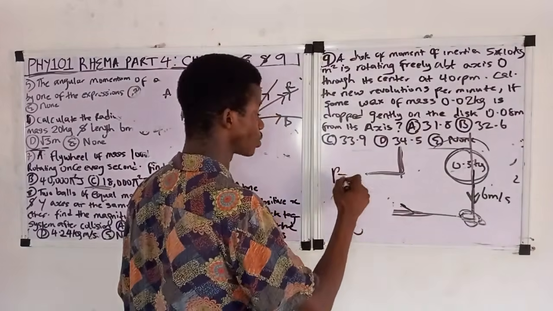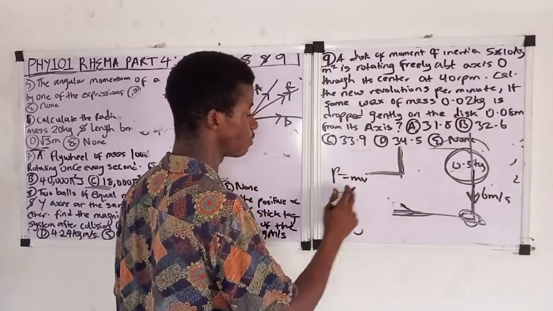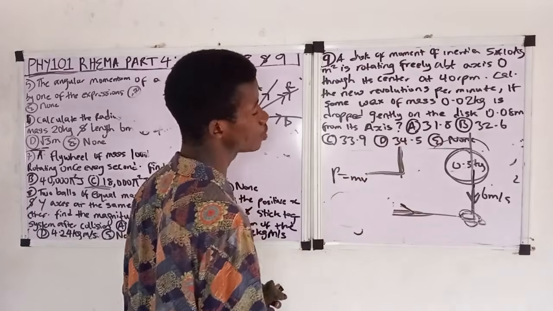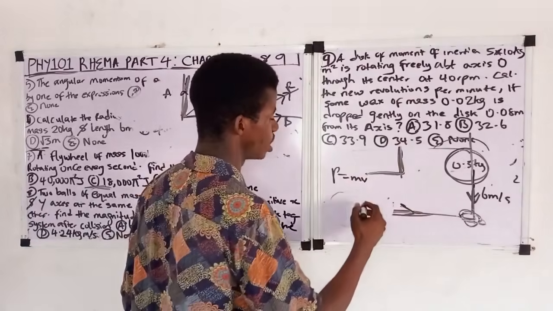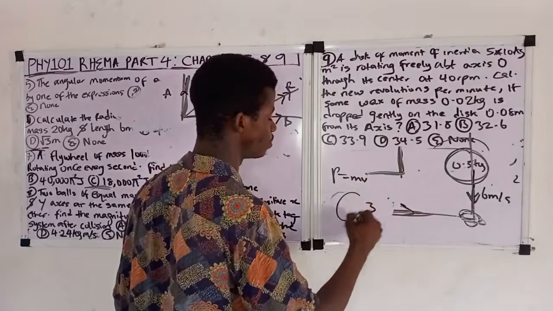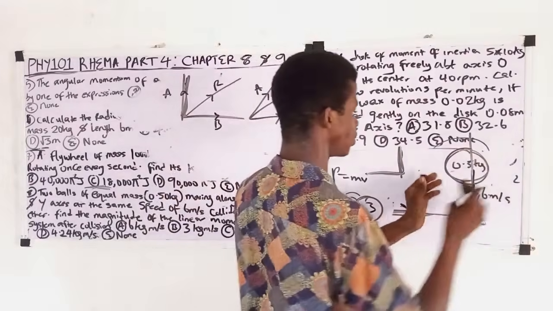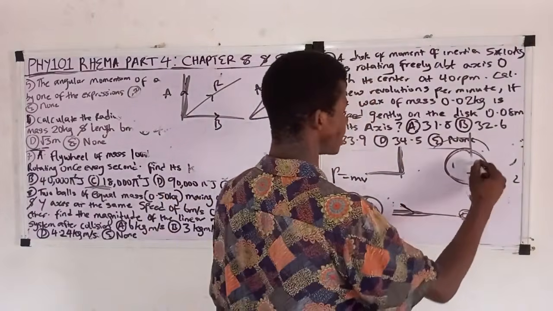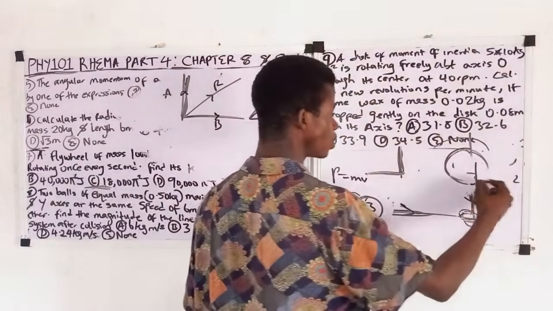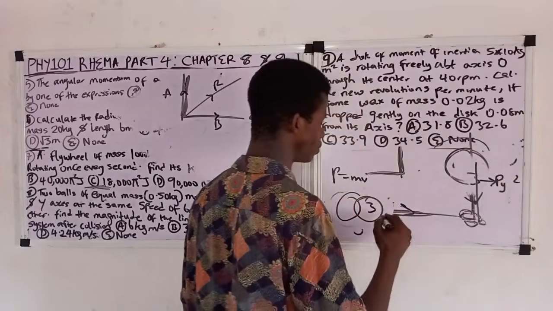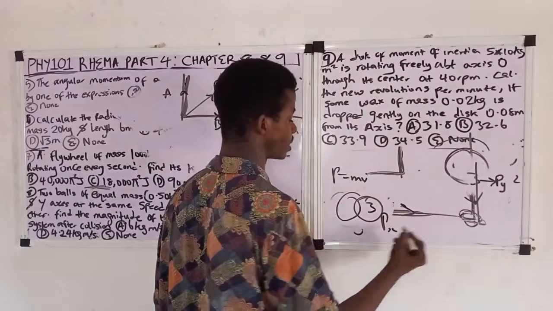We all know that momentum is equal to mass times velocity. The mass of this ball is 0.5, the velocity is 6, so 0.5 times 6 is 3. So the momentum of this ball is 3. Then what about this one? The same thing: the momentum is 0.5 times 6, which is 3. So we can say this is the momentum in the y-axis, and this is the momentum in the x-axis.